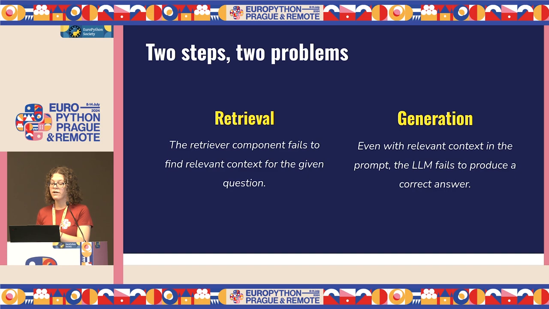Instead, a generation failure is when the retriever found the correct context, so all the data is in the prompt, then this prompt is given to the LLM, and the LLM still replies something that is just not related to the question, or even a hallucination. So there are these two different types of failures, and they have to be evaluated separately.